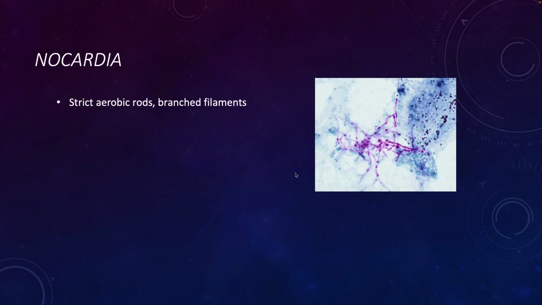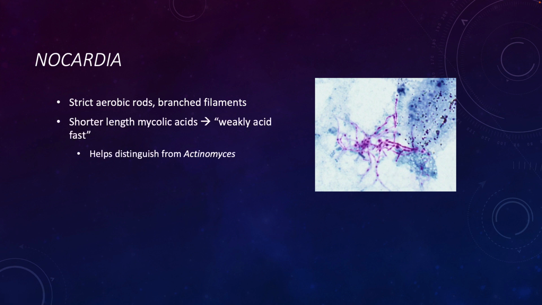The other acid-fast genus that can cause human infection is Nocardia. These are just like Mycobacterium. They're aerobic, rod-shaped bacterium. They can form kind of these filamentous-looking structures that you can see in microscopy. Their mycolic acids are shorter than those of Mycobacterium. So remember, Mycobacterium has mycolic acids of anywhere from 70 to 90 carbons. So these are a little bit shorter. So they're what are called weakly acid fast.